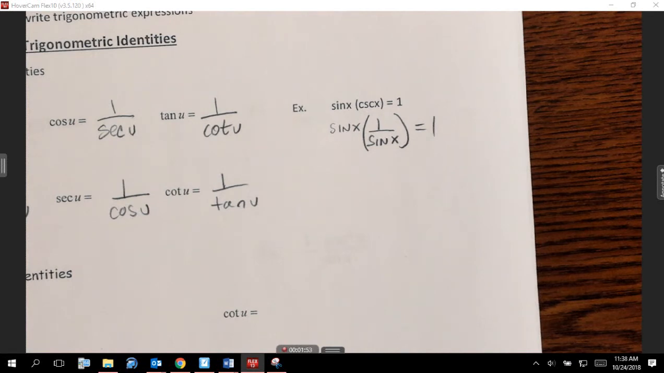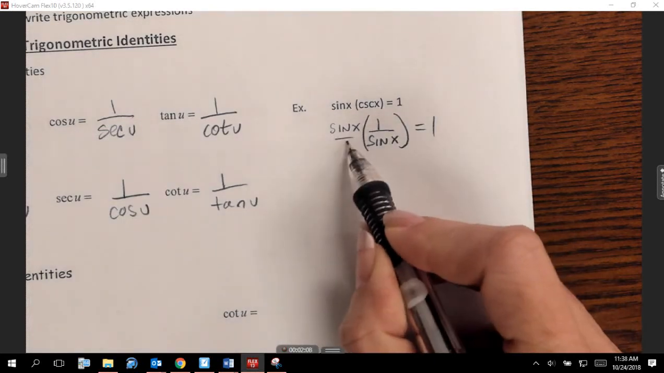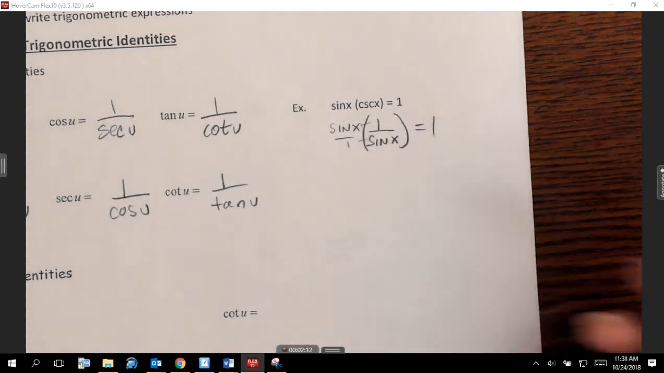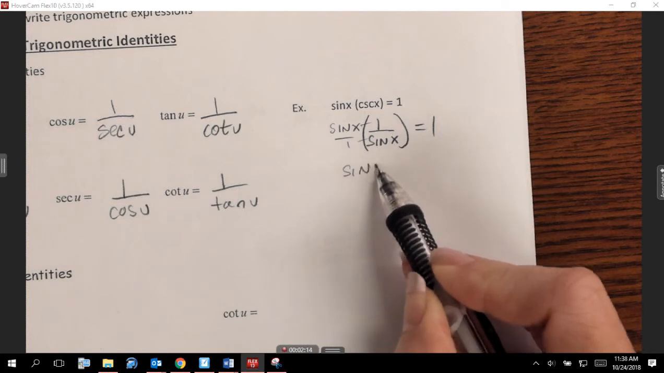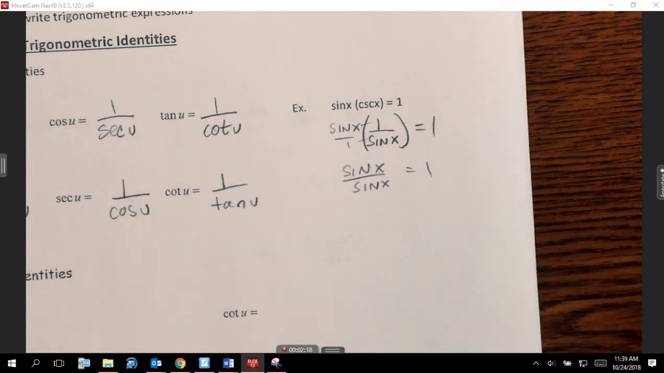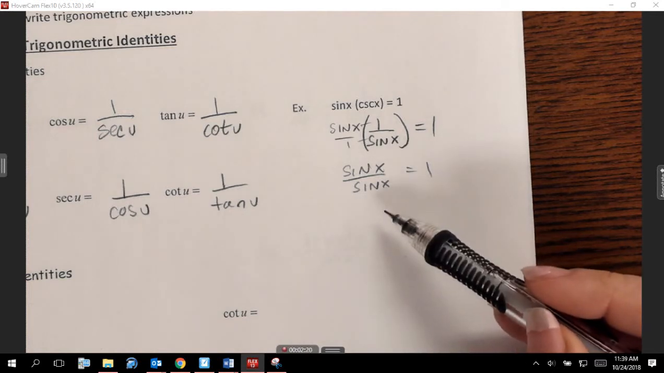I substituted those. Now we do have to understand how to multiply a whole number, like the sine x, with a fraction, 1 over sine x. How do I multiply these things together? Whole number over 1. Okay, whole number over 1. And then what? Straight across. That's how you multiply fractions. So sine x over sine x. And then what is sine x over sine x? 1, right.